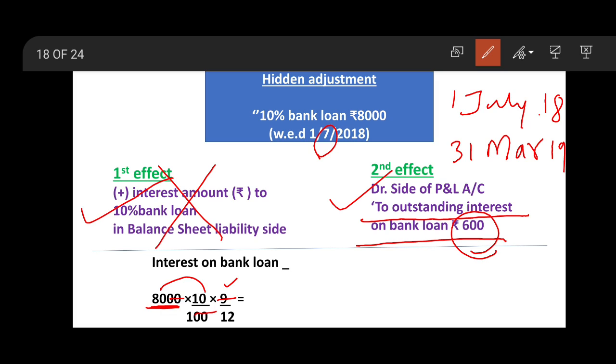3 3s are 9, 3 4s are 12. So 800 into 3. 800 into 3 gets 2400 divided by 4. So you will get it as 600. Your answer will be 600. See, I'll show you how.